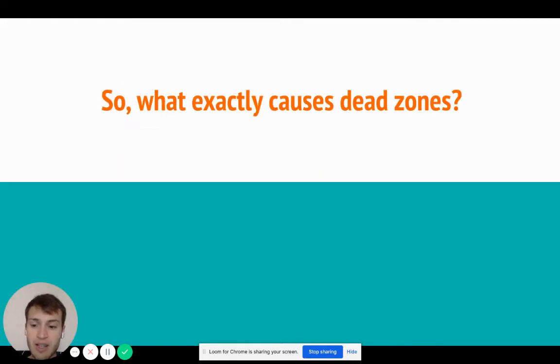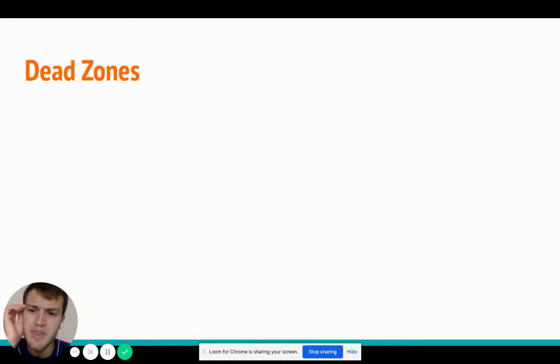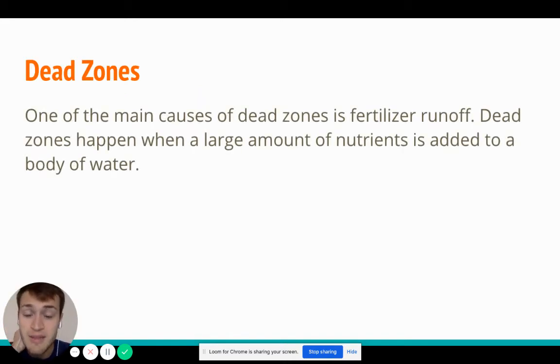So what exactly causes dead zones? So we know that a dead zone happens when algae blooms, and as they die, they decompose, and as they decompose, they use up the oxygen. But we know that the algae appear because of the presence of nutrients in the water. What nutrients? Where do they come from? So one of the main causes of dead zones is fertilizer runoff. So dead zones happen when a large amount of nutrients is added to a body of water.